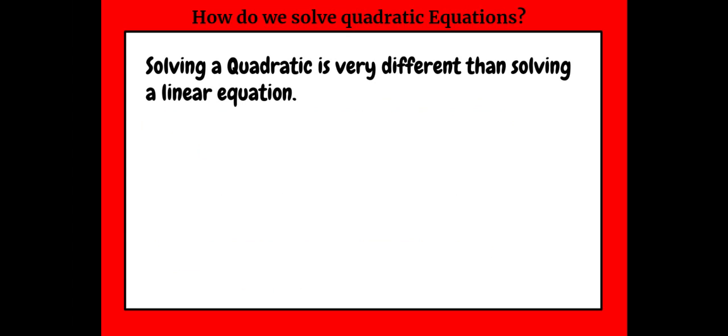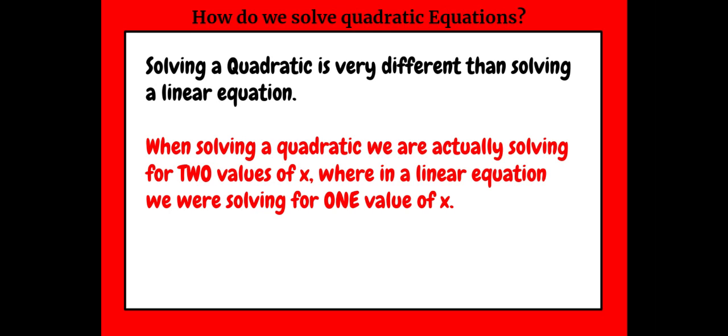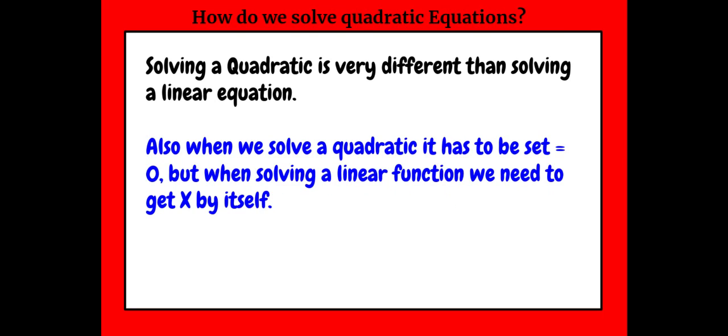Important information. Solving a quadratic is different than solving a linear equation. When you're solving a quadratic, we're actually solving for two values of x 95% of the time, whereas in a linear equation, we're always solving for one value of x, except for those special exceptions, when you have no values or you have infinite. But generally speaking, we're solving for one. Also know that when solving a quadratic, it has to be set equal to 0, but when solving a linear function, we need to get x by itself. So the steps are very different.